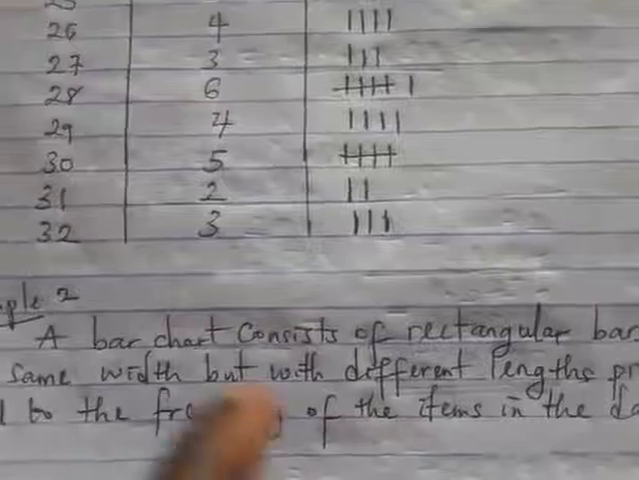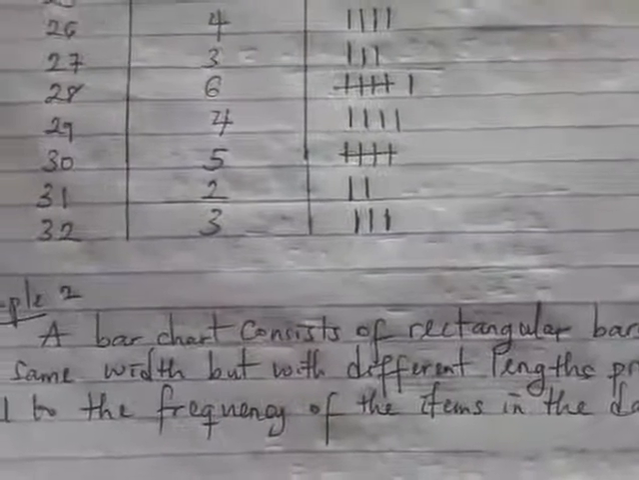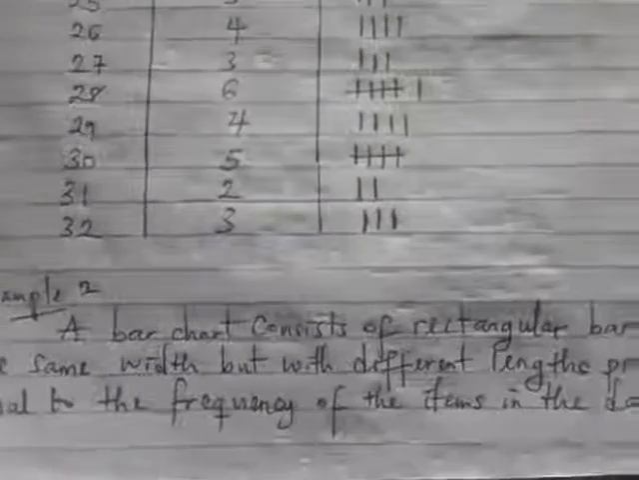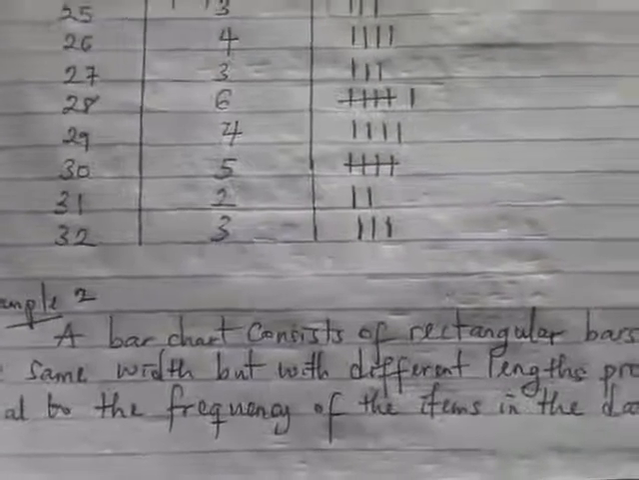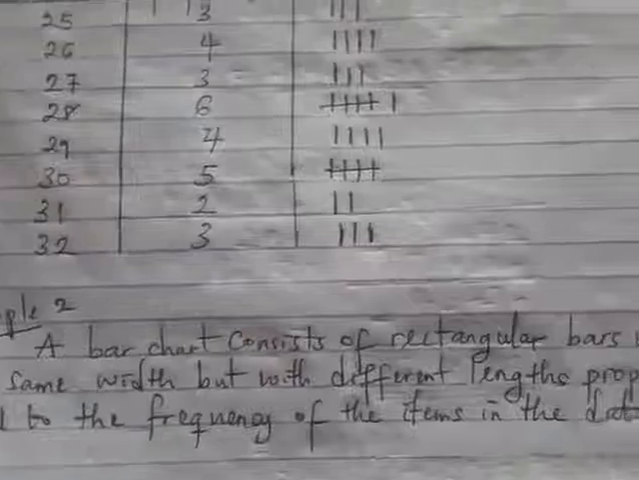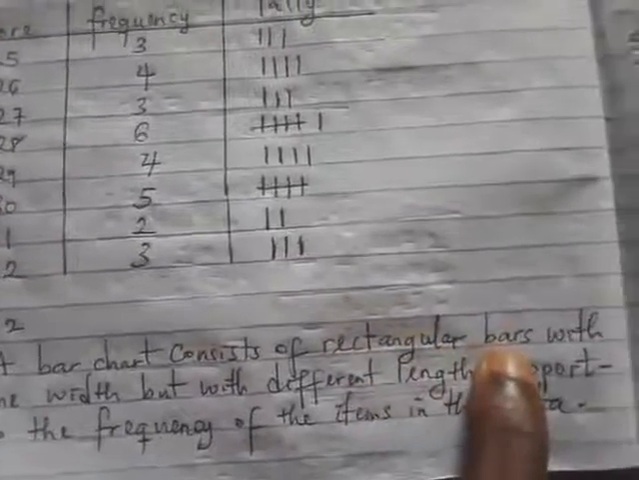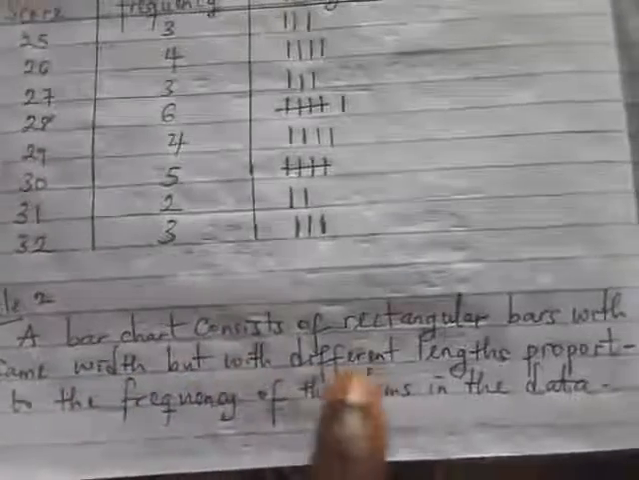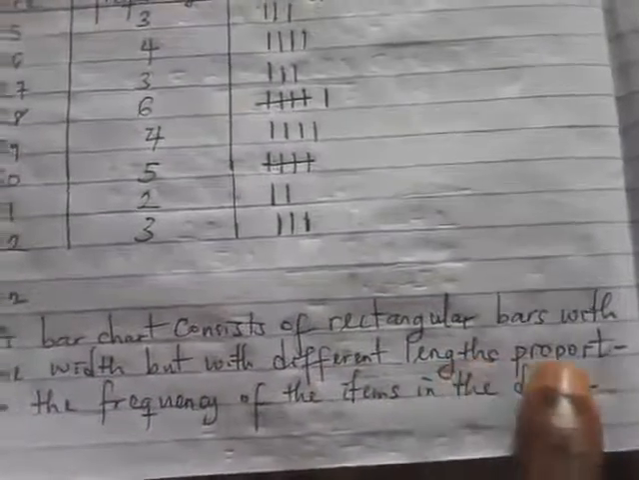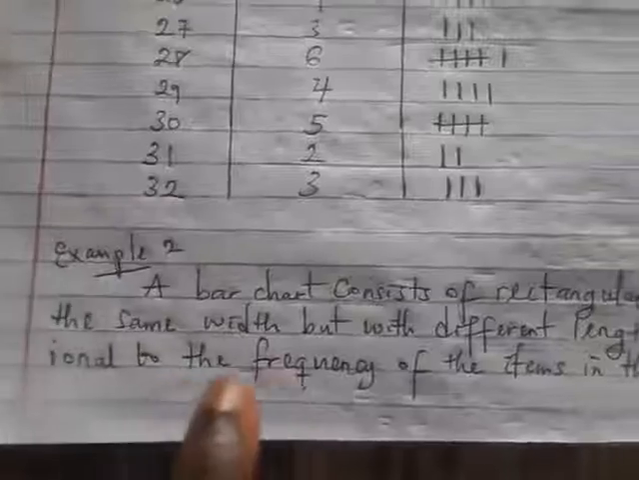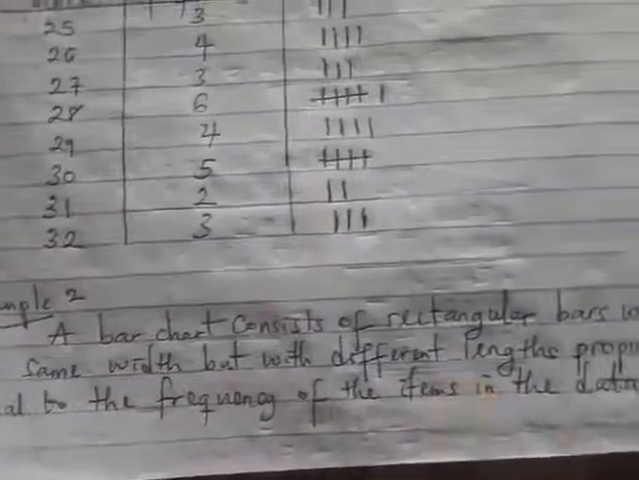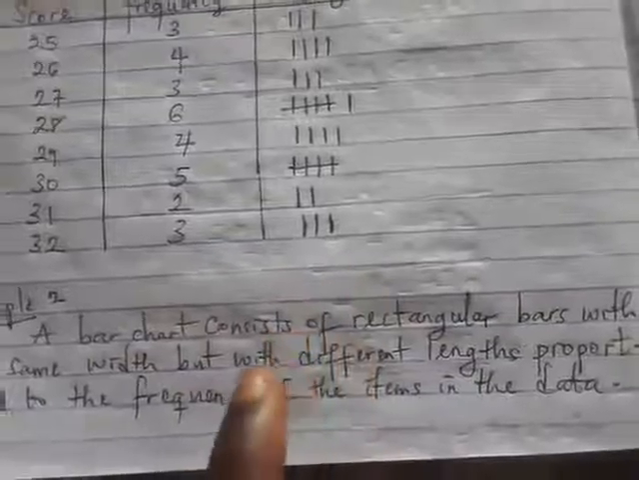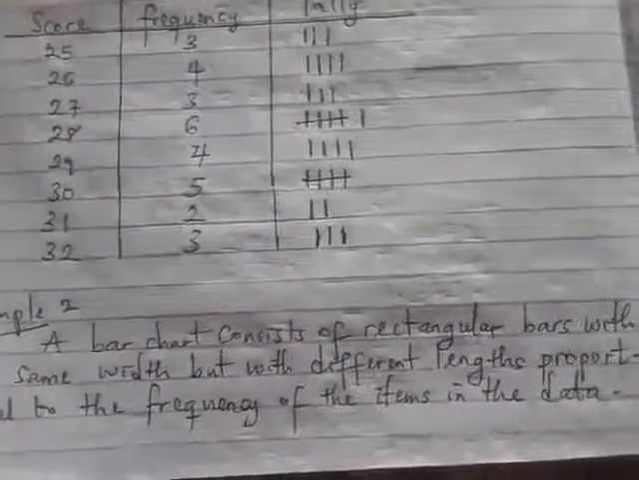That means a bar chart consists of rectangular bars. When I say rectangular, you know what a rectangle is. Good. A rectangle has a length and a breadth. The length is usually the longest side. The breadth is the shortest side. So it consists of rectangular bars with the same width but with different lengths, proportional to the frequency of the item. Now, this definition that I'm giving to you, I will use it and solve an example so you understand clearly.